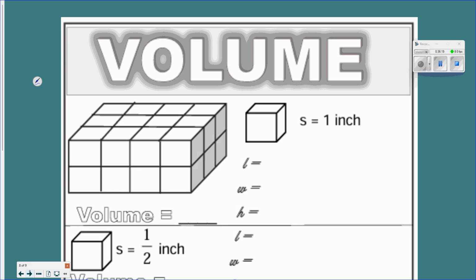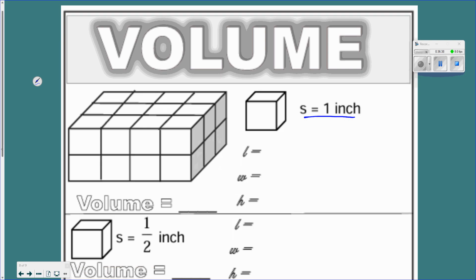That said, each one of these cubes is 1 inch. So I can use my figure and count: if each cube is 1 inch, how long is my length? Each one is 1 inch, so this is 4 inches. Our width is 3 inches. Our height is 2 inches. So I now know that my length is 4, my width is 3, my height is 2.